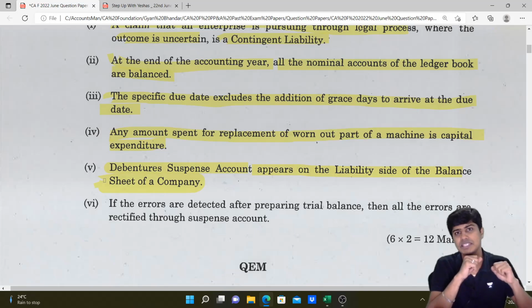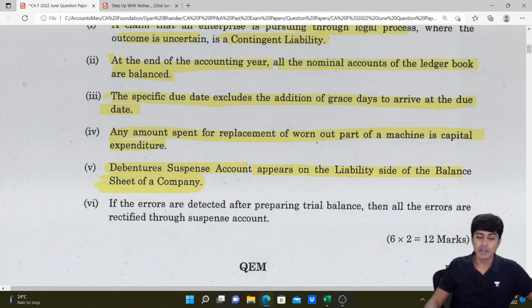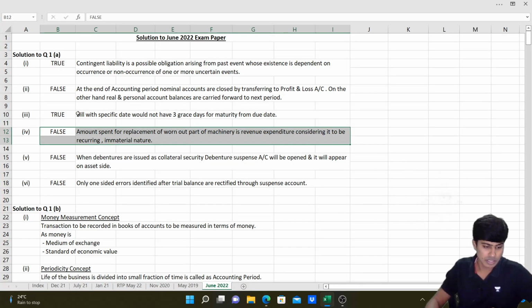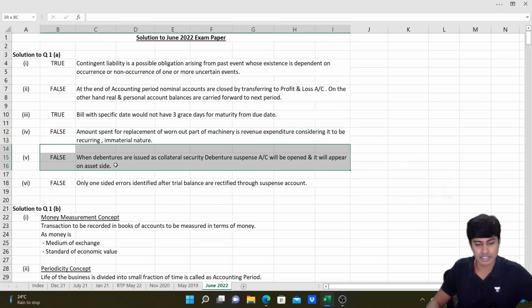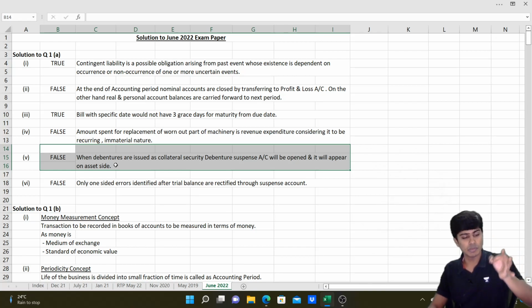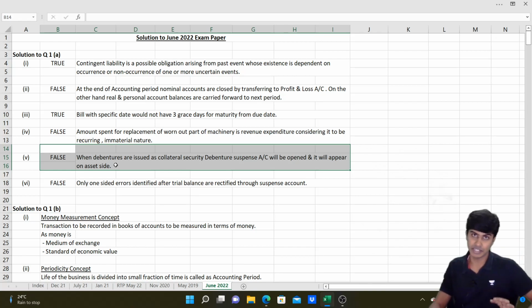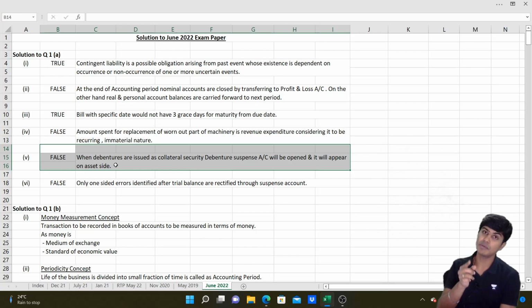So till the time this entry happens, such debenture suspense will not be a liability. It is a debit in the entry, if you remember what I told now. So this has to be treated on the asset side of the balance sheet, or it will be deducted from the liability side debentures. Got that? So the answer is wrong, false. Whenever debentures are issued as collateral security, debenture suspense account will be opened and it will be written on the asset side of the balance sheet. Or you can deduct it from debentures on the liability side. Liability side will write debentures, from that only you would have to deduct.